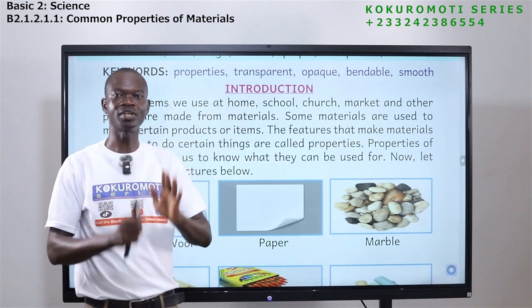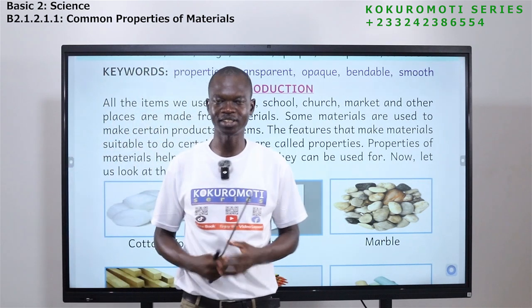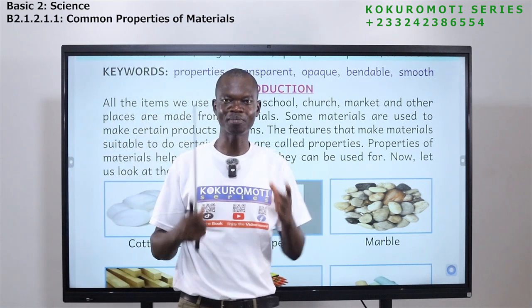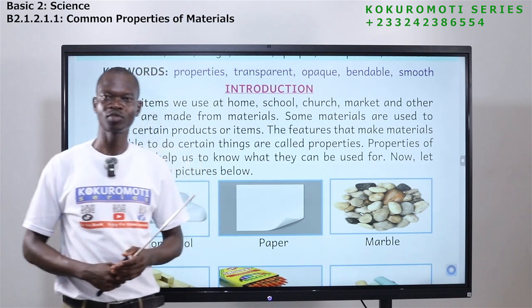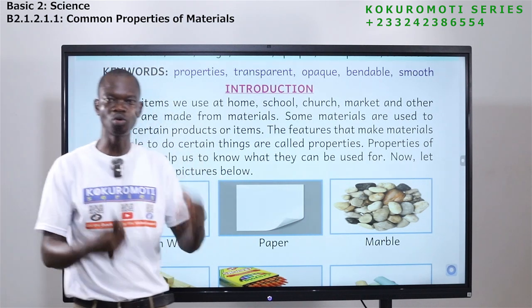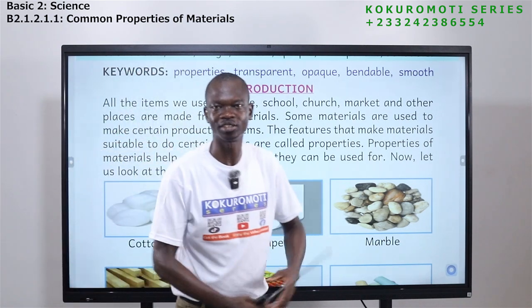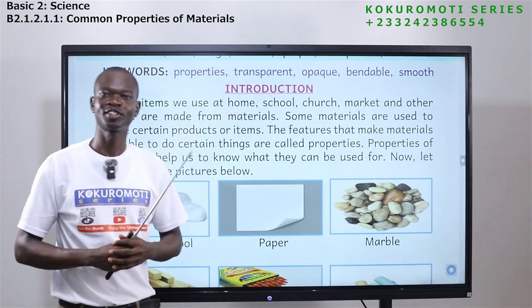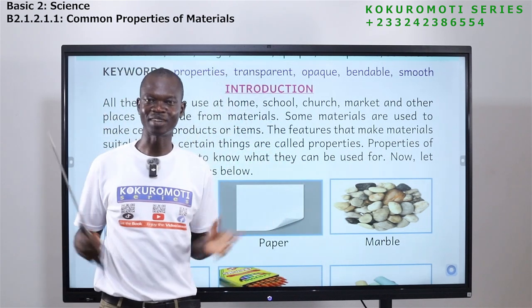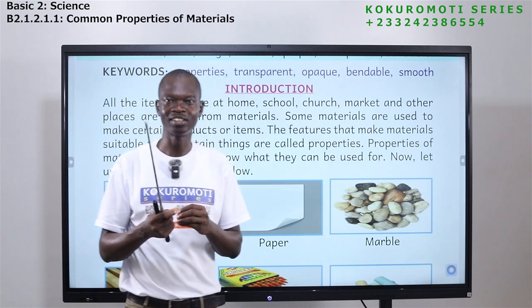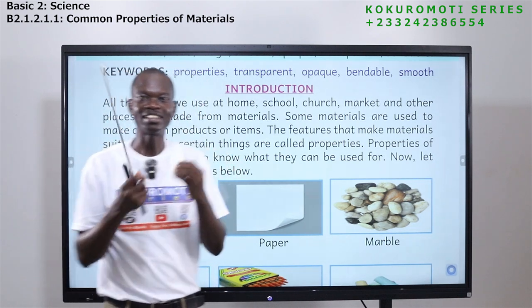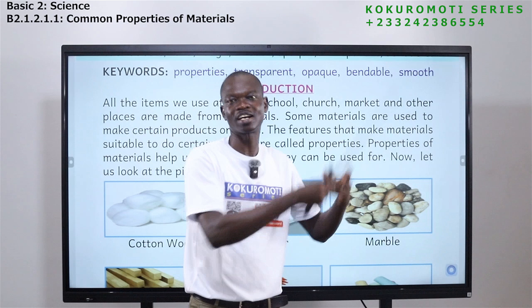Every material that we have has unique properties. So properties determine what the material can be used for. Properties help us to know that we can use this material to do this. So when you talk of properties of material, we are talking about special features of that material that determine what the material can be used for.